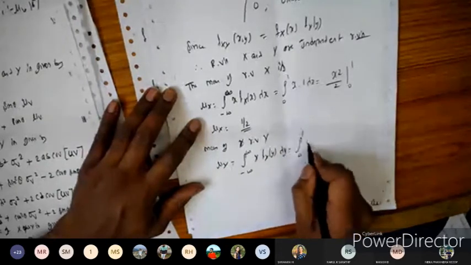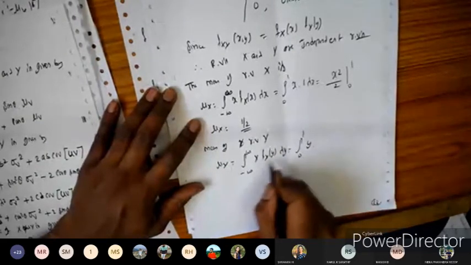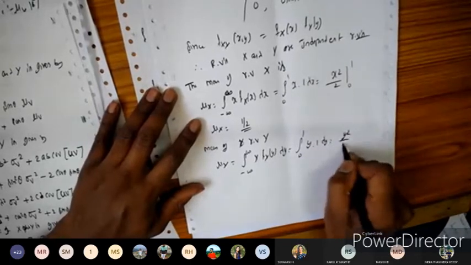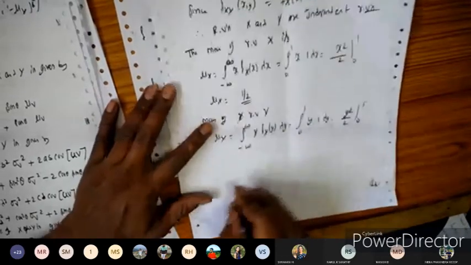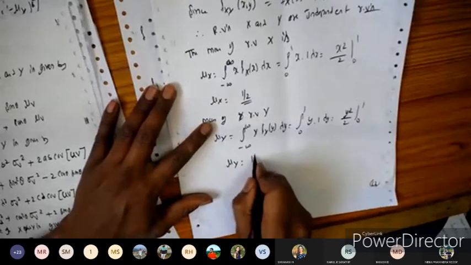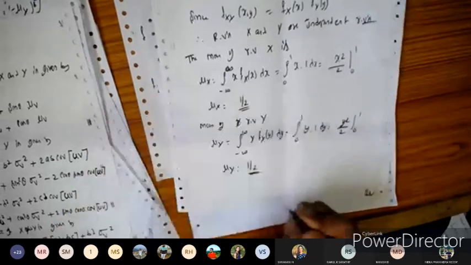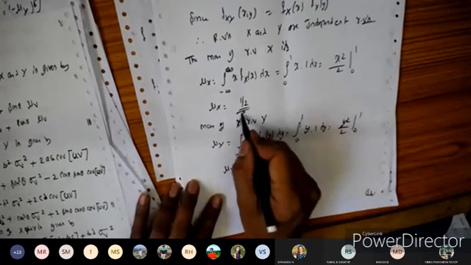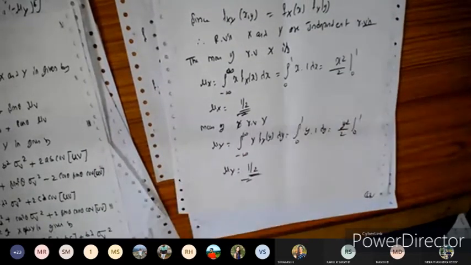So this is from 0 to 1, y into, okay, the value of fY(y) is 1, into dy. So this becomes y squared by 2, from 0 to 1. So you can say μy is equal to 1 by 2 we will get here. So this is the mean of the random variables x and y. Done.